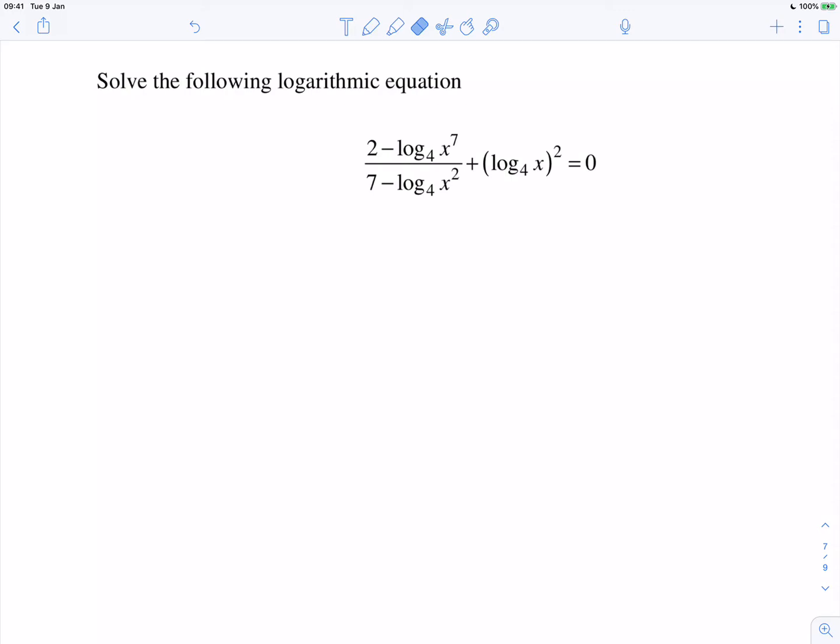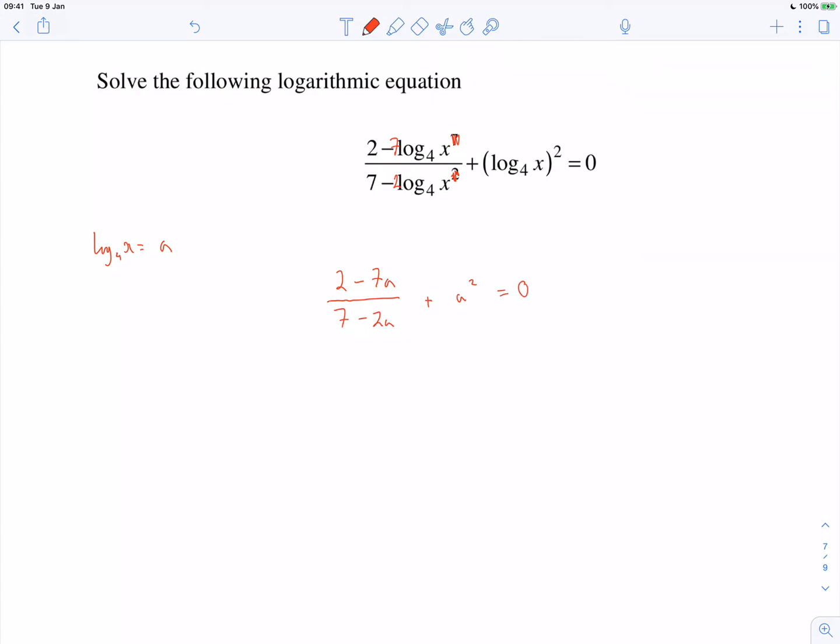Right, okay, so what do you need to do here? Well, first of all, you do the opposite of what the original one was, i.e. you take the powers down as factors. So to the power 7 means that's 7 log base 4 of x, and you can take that 2 down as a factor like so. And then if we use the substitution, let log base 4 of x equal a, or b, it doesn't matter, then this whole thing becomes (2 minus 7a) all over (7 minus 2a) plus a squared equals 0.